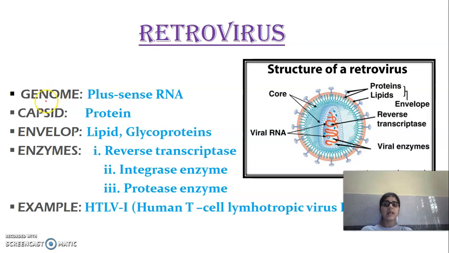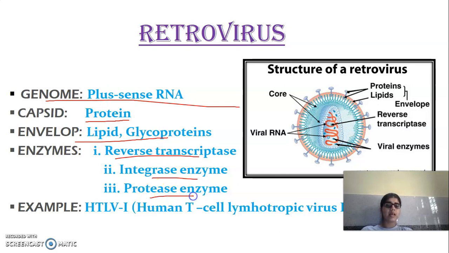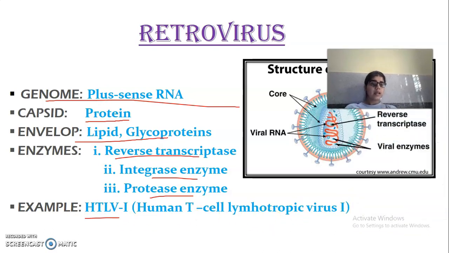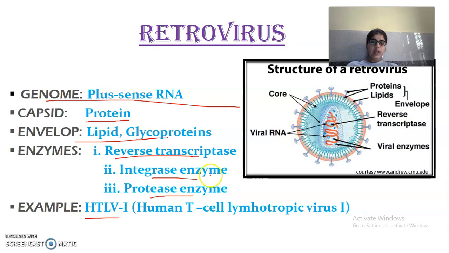Retroviruses or Retroviridae have a genome of plus sense RNA. The capsid is made up of protein. The envelope is a lipid glycoprotein. Enzymes that retroviruses have are reverse transcriptase, integrase enzyme, and protease enzyme. An example of retroviruses is HTLV-1, that is human T cell lymphotropic virus. Retroviruses are those viruses which cause HIV in humans. The structure of a retrovirus is like this.